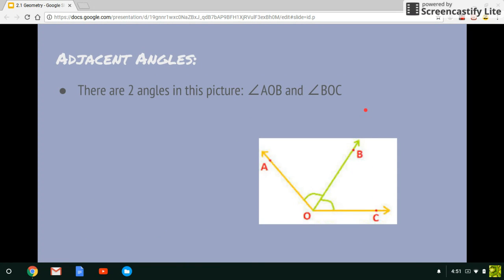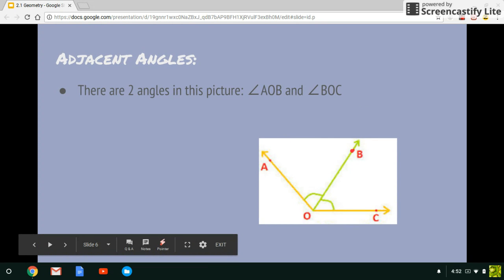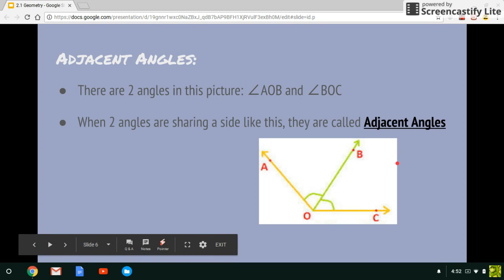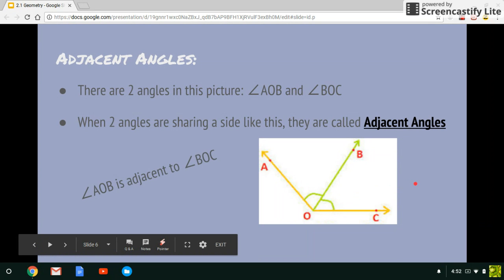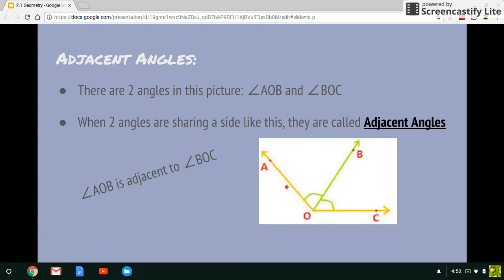Okay, so then we're going to talk about adjacent angles. In this picture down here, we've got two angles. We have angle AOB, and we have angle BOC. Notice how these two angles share this side right here, OB. When two angles are sharing a side like this, they are called adjacent angles. It means they're next to each other, because adjacent means next to. And we can say something like, angle AOB is adjacent to angle BOC.